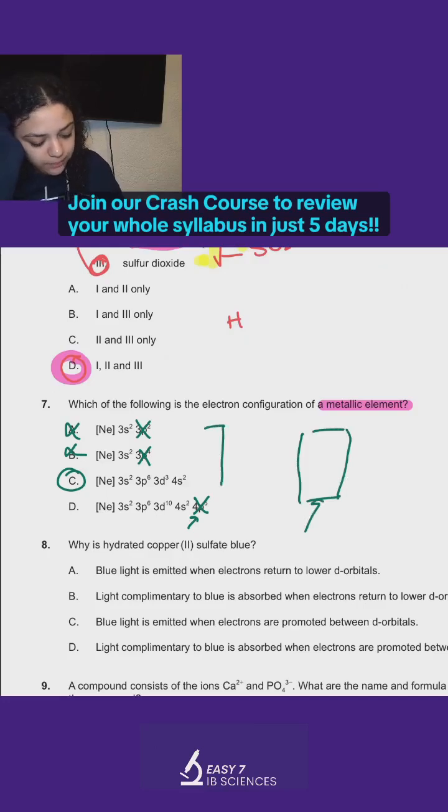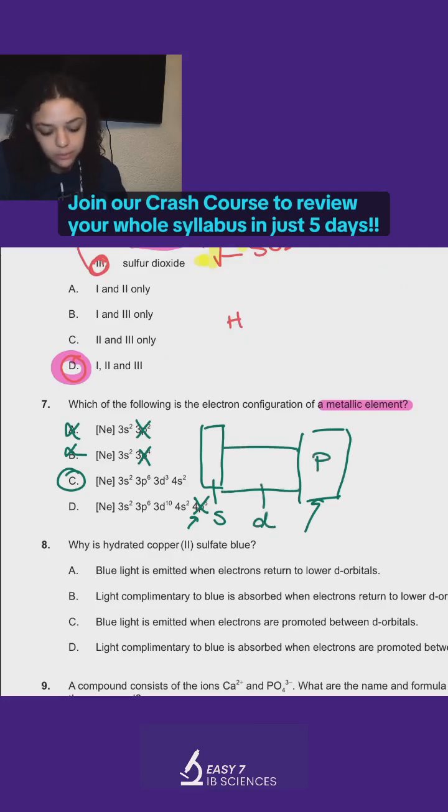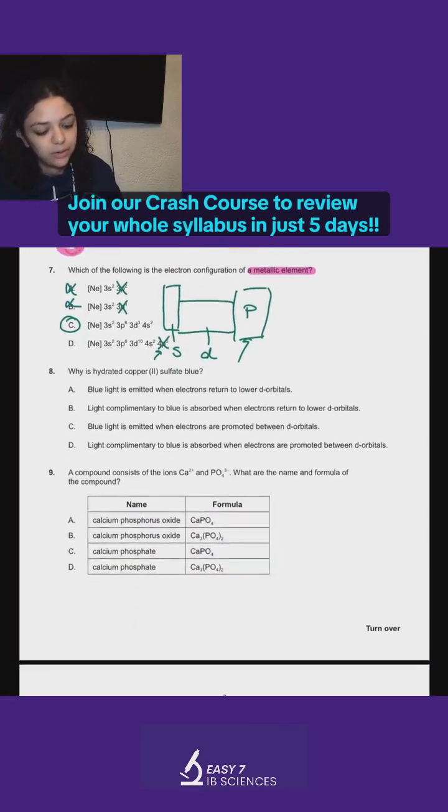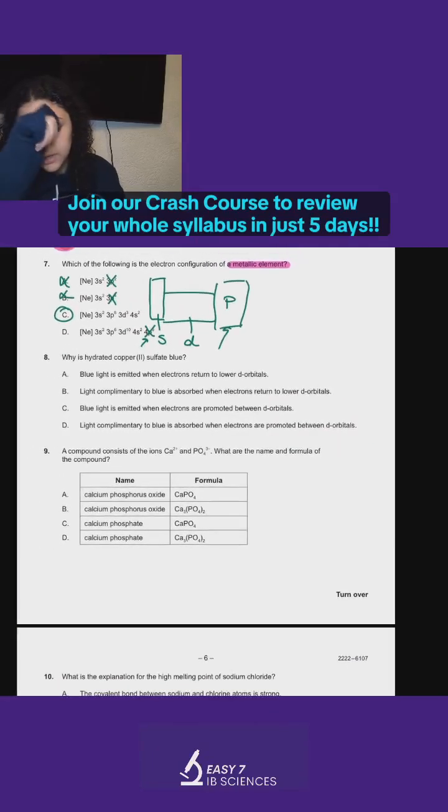Everything that's here in the S block is a metal, and then we have the D block, of course, which is transition metal. So anything that ends with a P is going to be what? A non-metal, and that's how we know the answer is C. So that's a really good one to get on the exam as well. This was also an SL question, by the way. Let's move on to the next one.